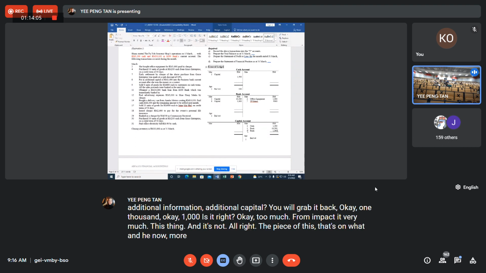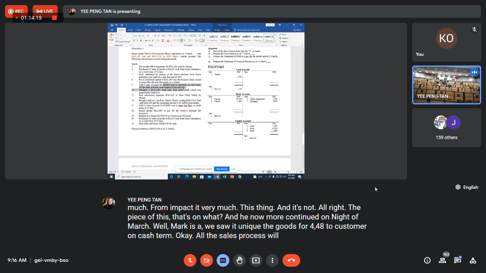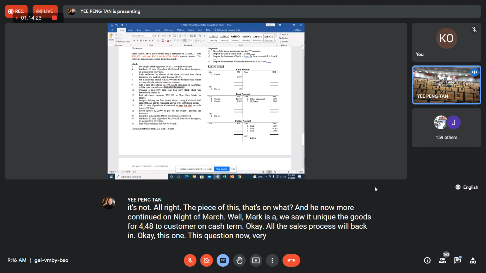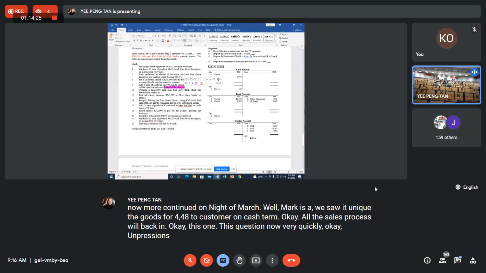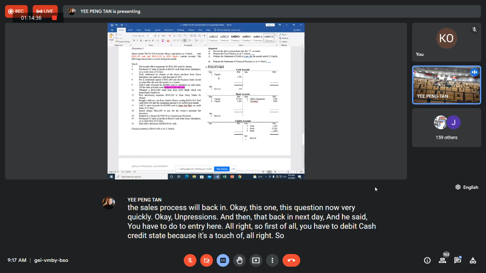Now we will continue on 9 of March. On 9 of March, we sold 8 units of goods for 400 each to customer on cash term. All the sales proceeds were banked in the next day. This question is very tricky: on cash terms, and then they bank in the next day. That means you have to do 2 entries here. First of all, you have to debit cash, credit sales because it's a cash term.